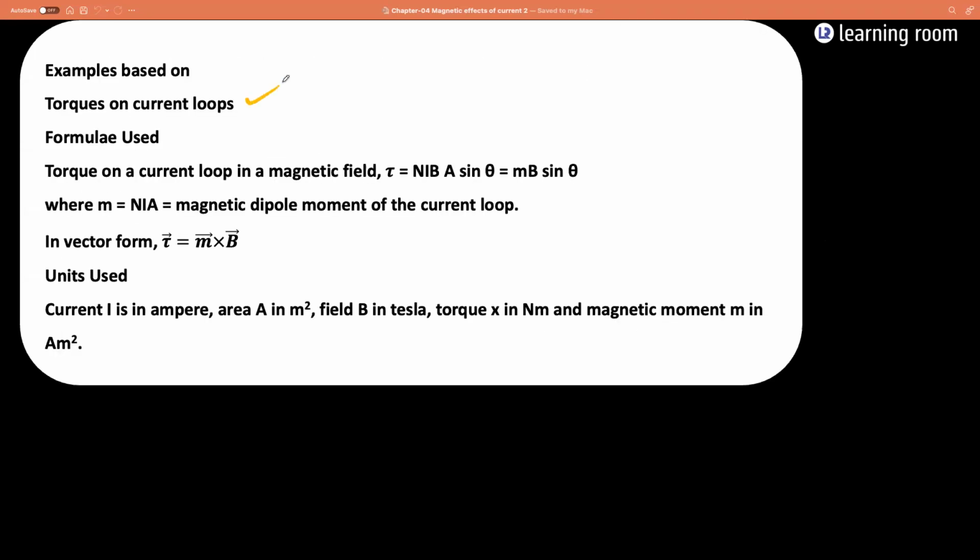So the next question is about the torques that are acting on the current carrying loops. So we know this concept, right? In electric field, we know that when an isolated charge is placed in external electric field, what does it experience? The isolated charge experiences force, dipole experiences torque.